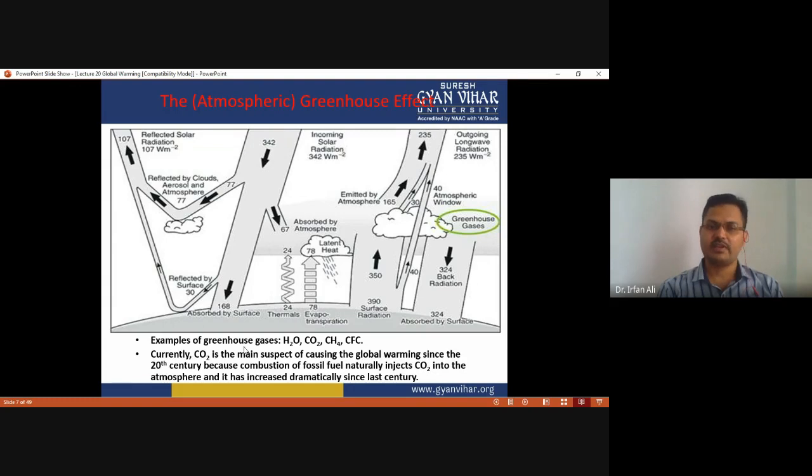Examples of greenhouse gases are water vapor, carbon dioxide, methane, and chlorofluorocarbon. Water vapor also contributes to the rising temperature of the globe, and currently carbon dioxide is the main suspect of causing global warming since the 20th century, because combustion of fossil fuel naturally injects carbon dioxide into the atmosphere, and it has increased dramatically since last century due to the increased utilization of fossil fuel and petroleum products.